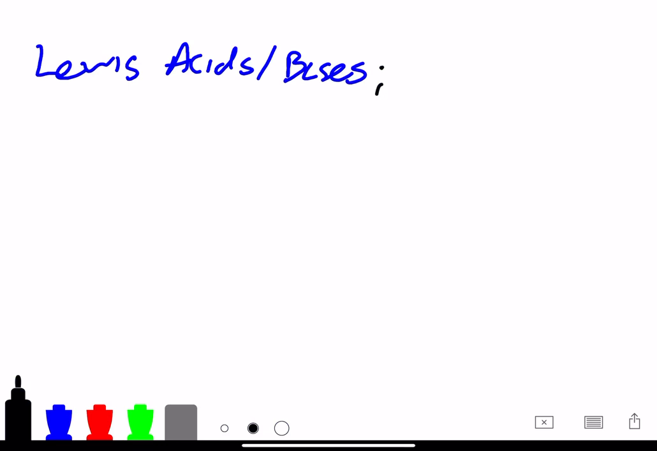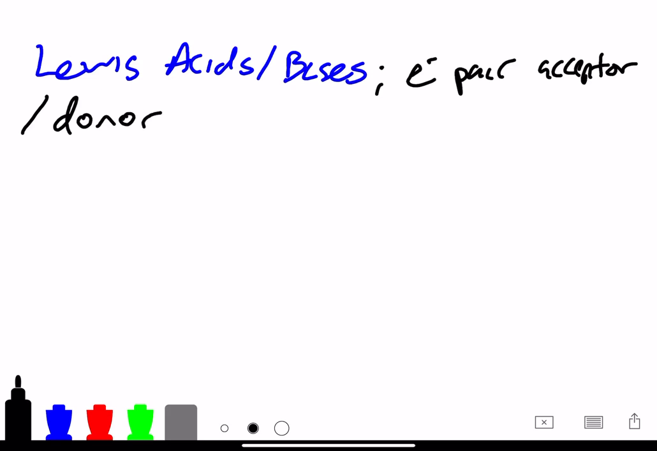So the definition of a Lewis acid or base is that the acid is an electron pair acceptor, and the electron pair donor is going to be the base. So if we look here, we have HCl and we have water.